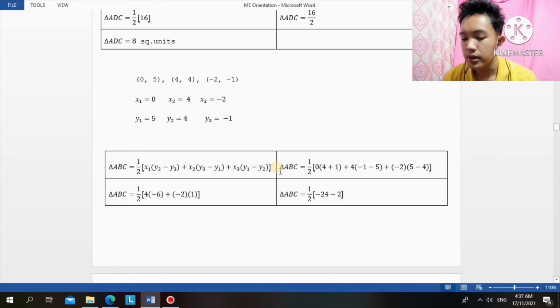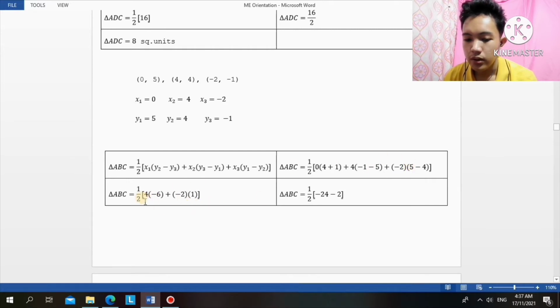Our equation will be area of triangle ABC is equals to 1 half times the determinant 2, 0, times 4 plus 1 plus 4 times 2 negative 1 minus 5 plus negative 2 times 5 minus 4. So, 0 multiplied by 4 plus 1 is equals to 0. So, negative 1 minus 5 is equals to negative 6. Then, 5 minus 4 is equals to 1.